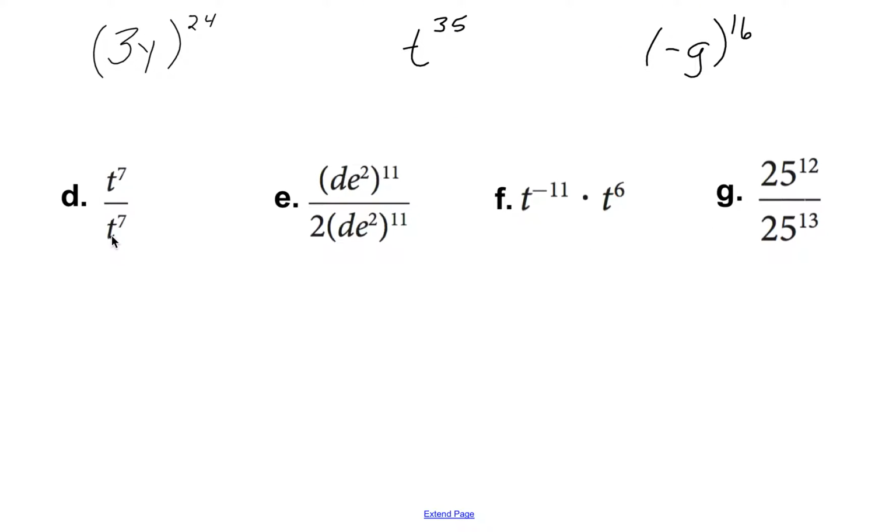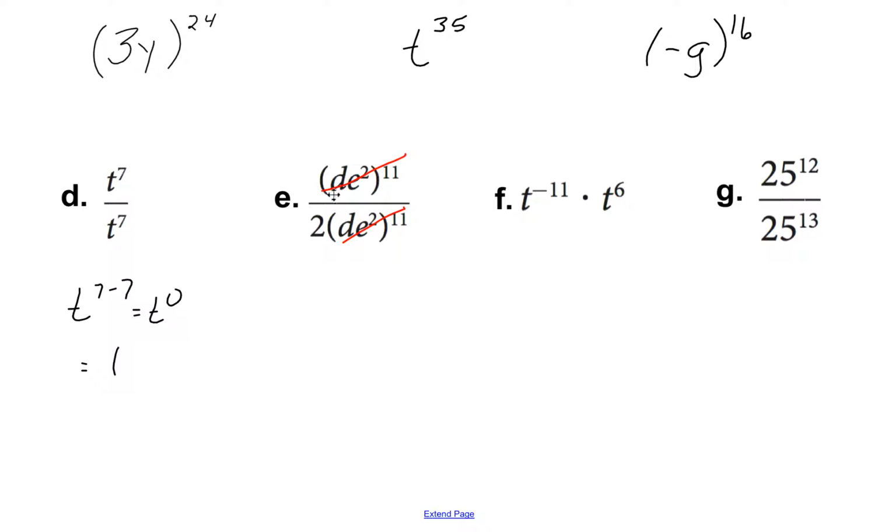Letter D, t to the 7th over t to the 7th, that gives us t to the 7 minus 7, which is t to the 0, so that's our 0 power rule, and anything to the 0 power is 1. Letter E, we could just cross these two off, because anything over itself is 1.